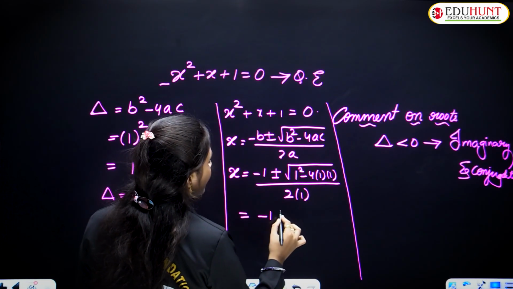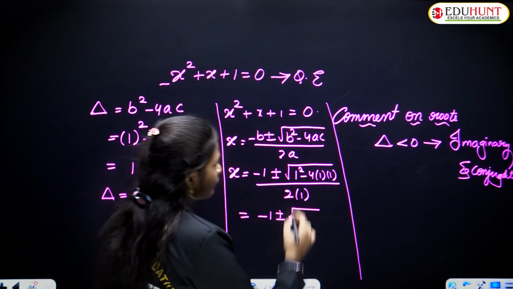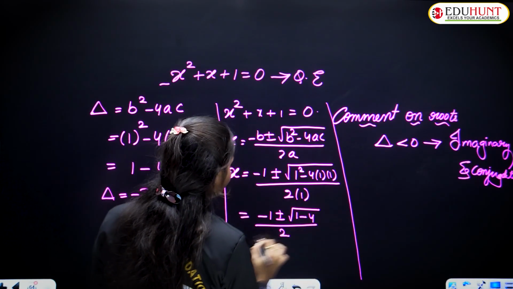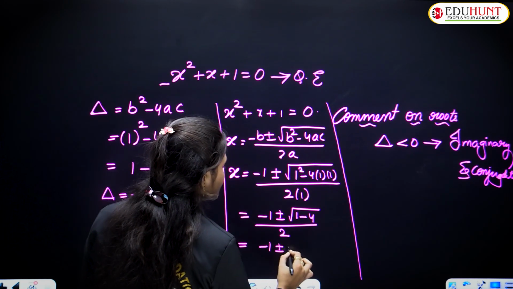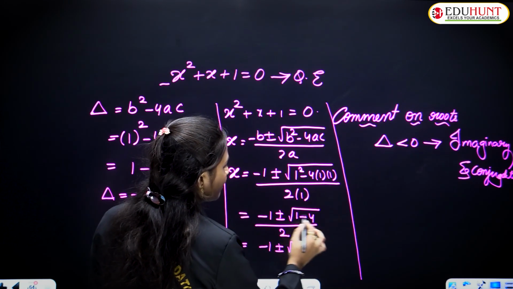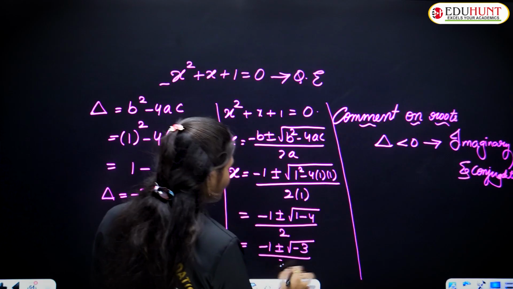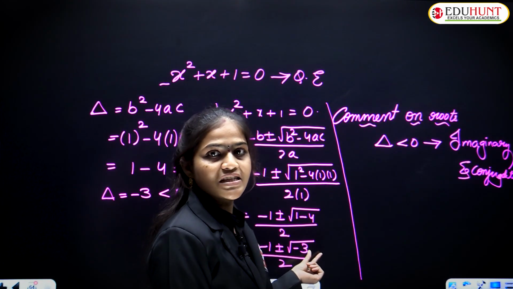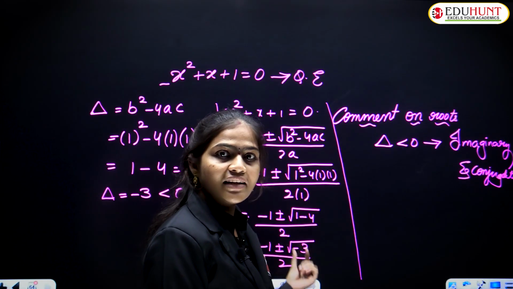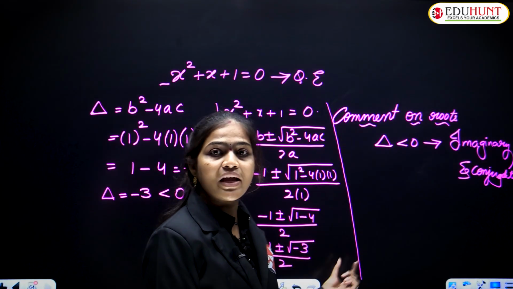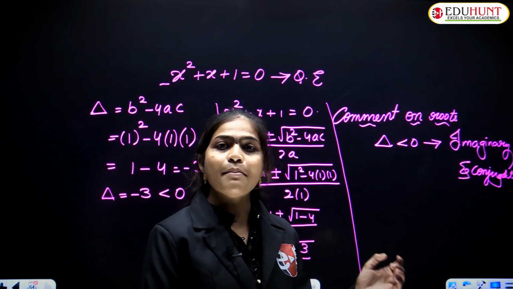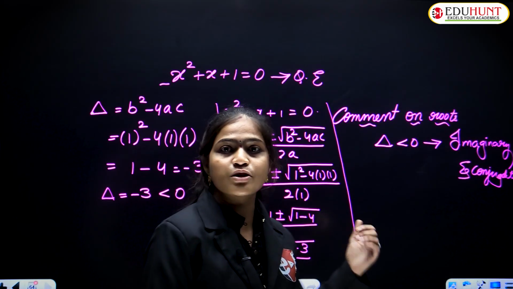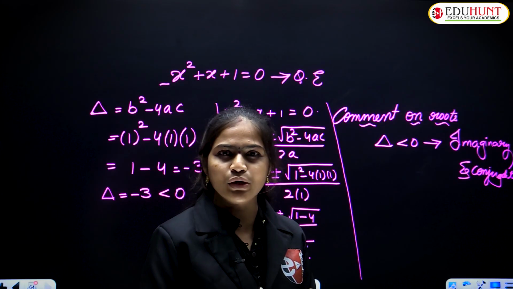So which is equal to minus 1 plus or minus square root of 1 square, which is 1, minus 4, whole by 2, which is equal to minus 1 plus or minus square root of 1 minus 4, which is minus 3, by 2. Okay children, when you observe this, at the place of discriminant, minus 3 is there. So under the root minus 3 is there, which means the square root of a negative number. So imaginary numbers mean what?